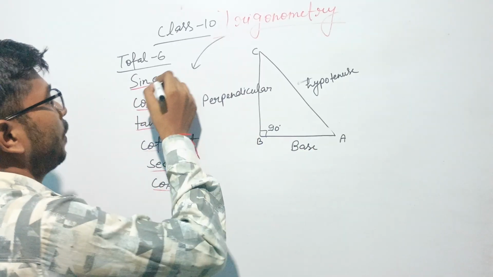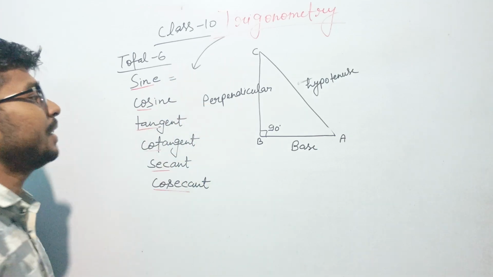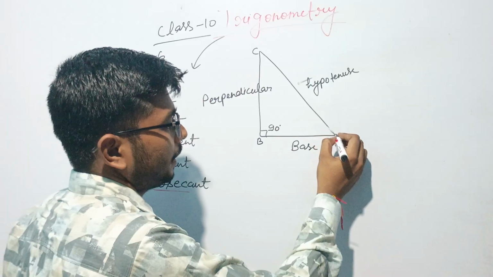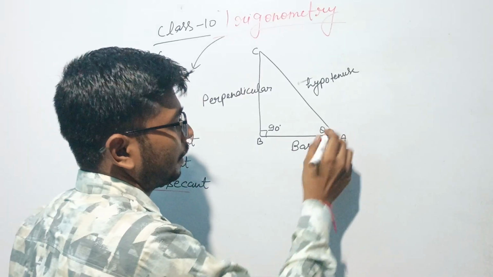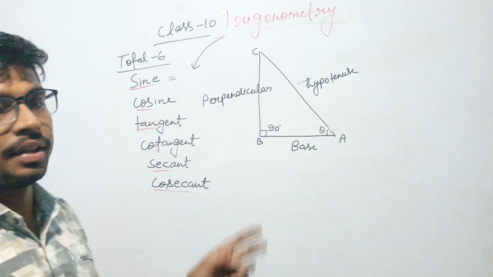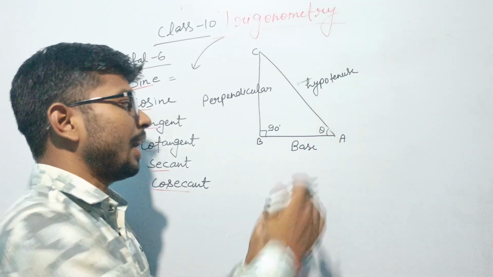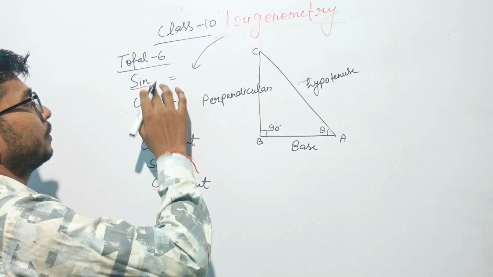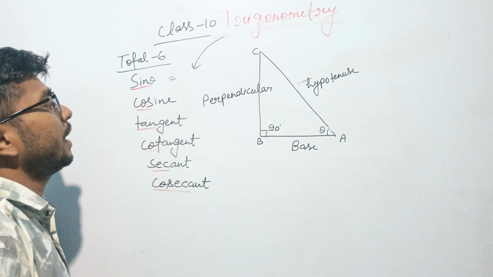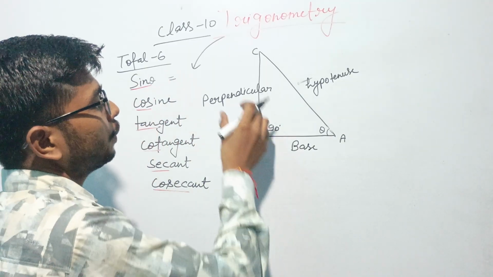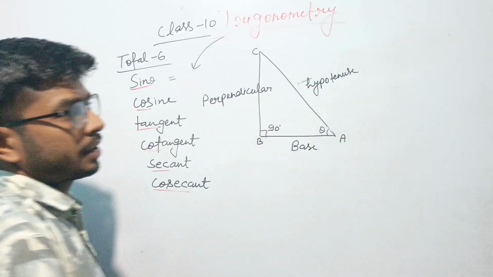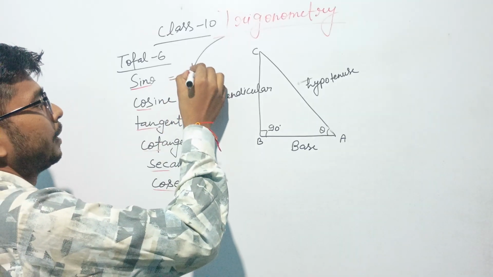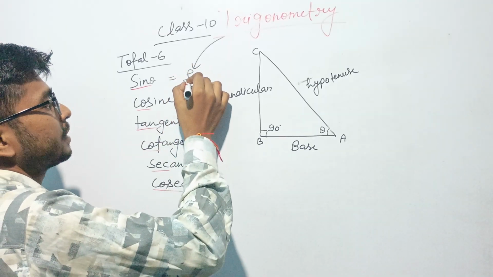So what is the formula for sine? Where is the theta? So theta will be here, with the base. Always theta will be with the base and the hypotenuse. So we will write sine theta is equal to perpendicular upon hypotenuse. So perpendicular P upon hypotenuse H.